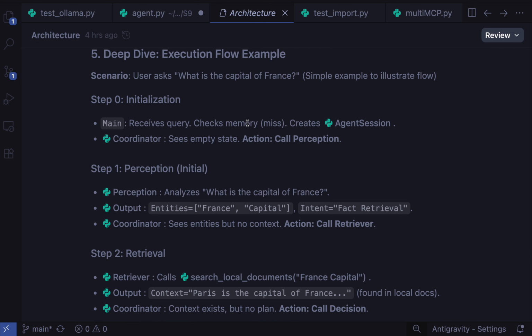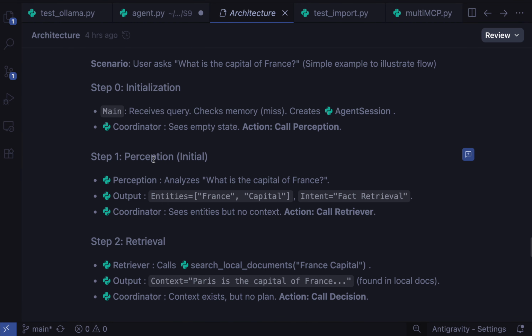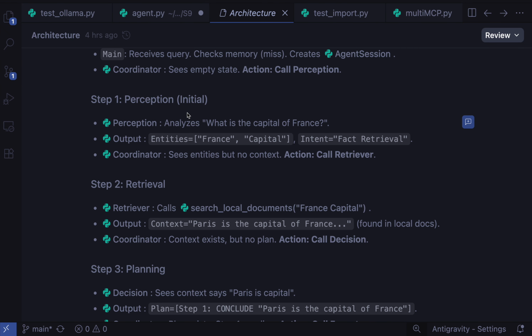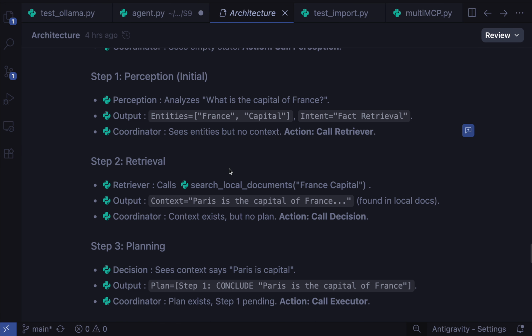So let's say we have to ask what is the capital of France, very simple. Let's say this is stored in one of the documents. What happens? In step 0, the coordinator initializes the state of the agent. Then perception takes it and gets all those entities, France, capital, and the intent of the user, which is called fact retrieval here. And then it calls the retriever.